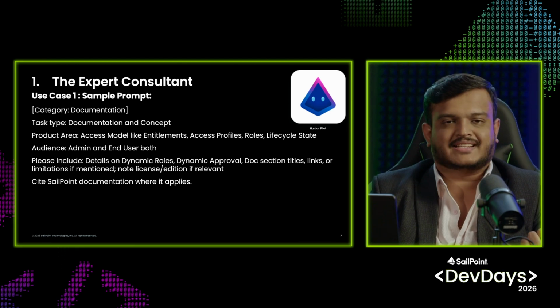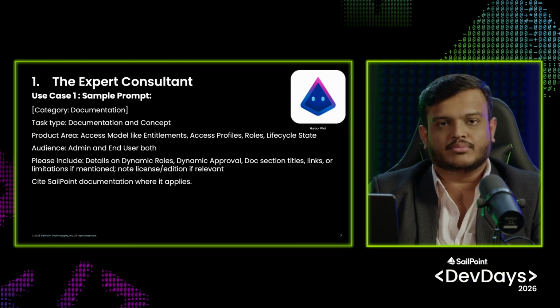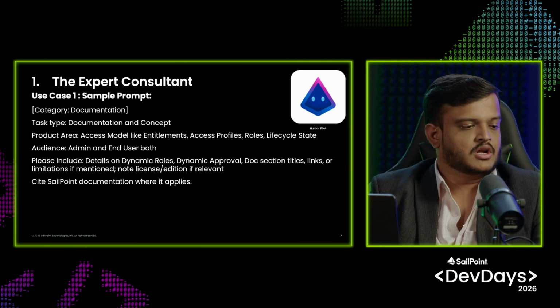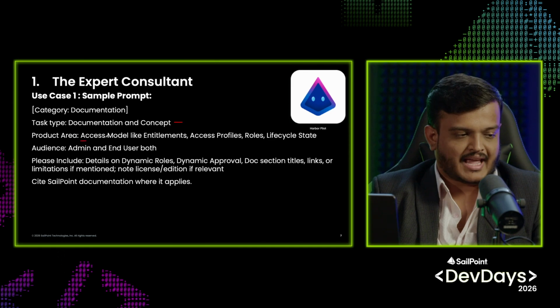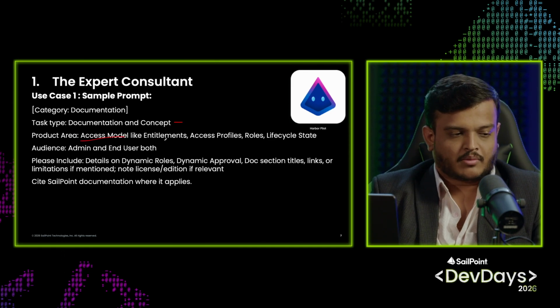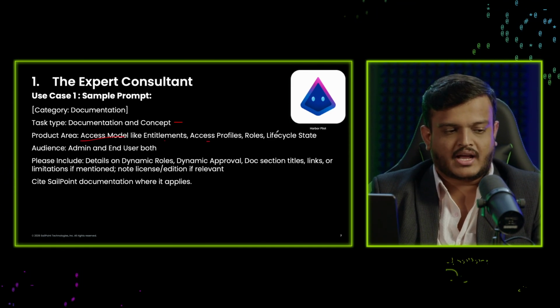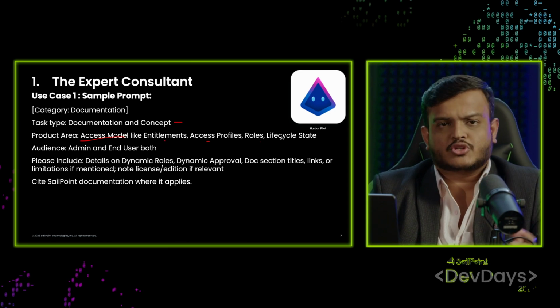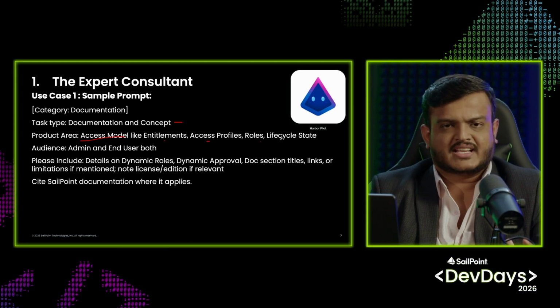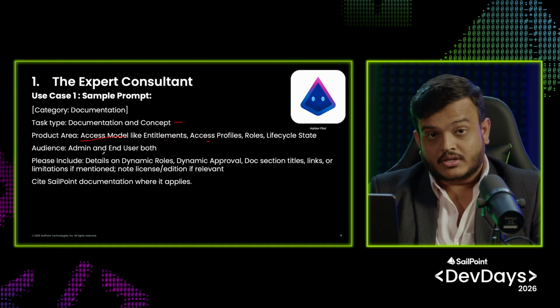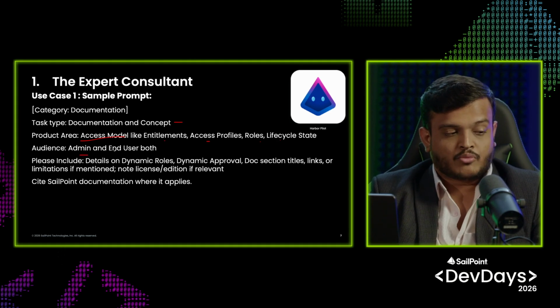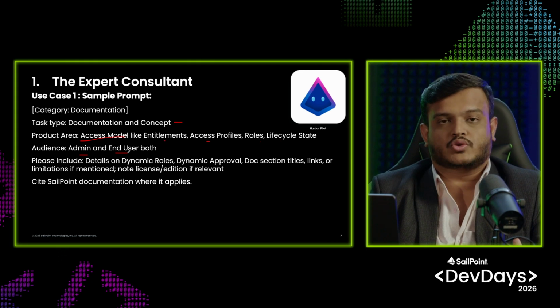So this is one of the examples. We'll use this as a live example and we're going to try to demo it. Here, what we are talking about is documentation and concepts. As we said, access models, talking about entitlements, access profiles, roles, LCS, which is pretty much what we can call the access model. Tell it what you want. You want it to tell you for both admin as well as non-admin users.